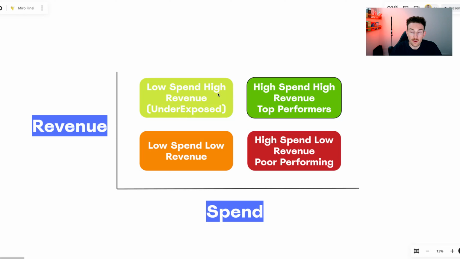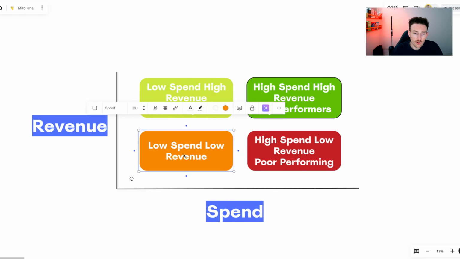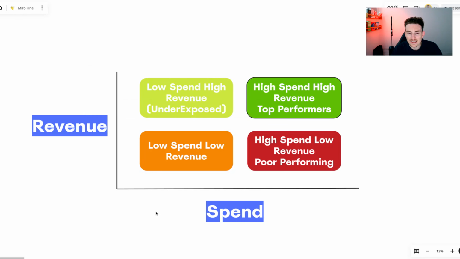Then you have low spend, high revenue products. I call these underexposed products. Essentially, they've generated a bit of revenue, but they haven't had a lot of spend. They probably deserve a little bit more spend to see if they'll consistently stay at that revenue mark or that return on ad spend at more spend. So these products probably deserve more spend, just to test whether they actually maintain that revenue. And then you have products that are low spend, low revenue. It's not really clear whether they're winning products. They haven't generated a lot of revenue, and they haven't had a lot of spend behind them either.